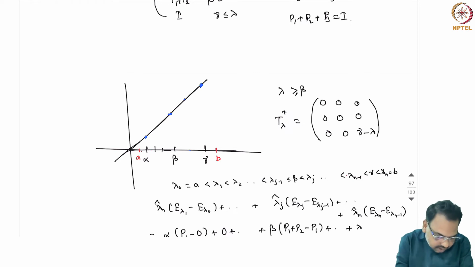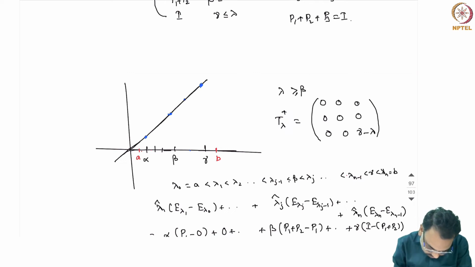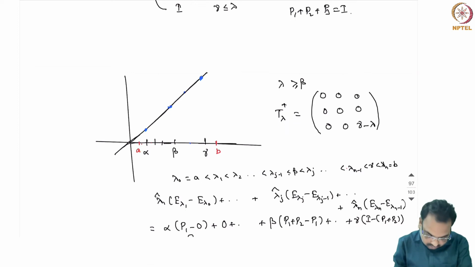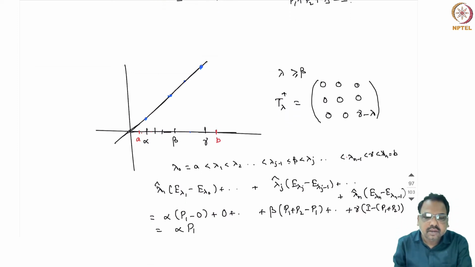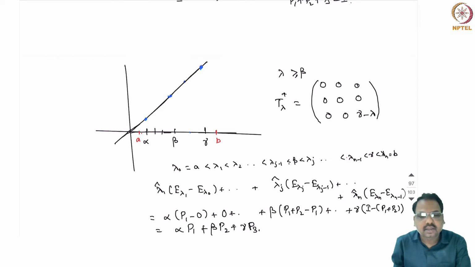Lambda n hat is gamma, and this is nothing but identity minus P1 plus P2, so we get identity minus P1 plus P2, and this is nothing but alpha P1 plus beta P2 plus gamma P3. This is one approximation, and in fact this is the original operator.